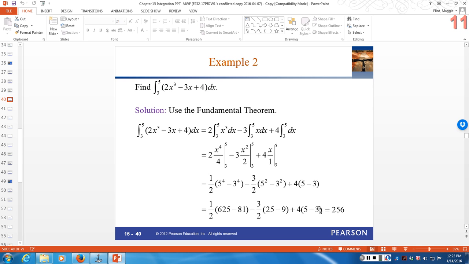So what is 256? It is the area underneath the graph of 2x cubed minus 3x plus 4 if you start at 3 and go to 5. That's the actual area between the x-axis and that curve.